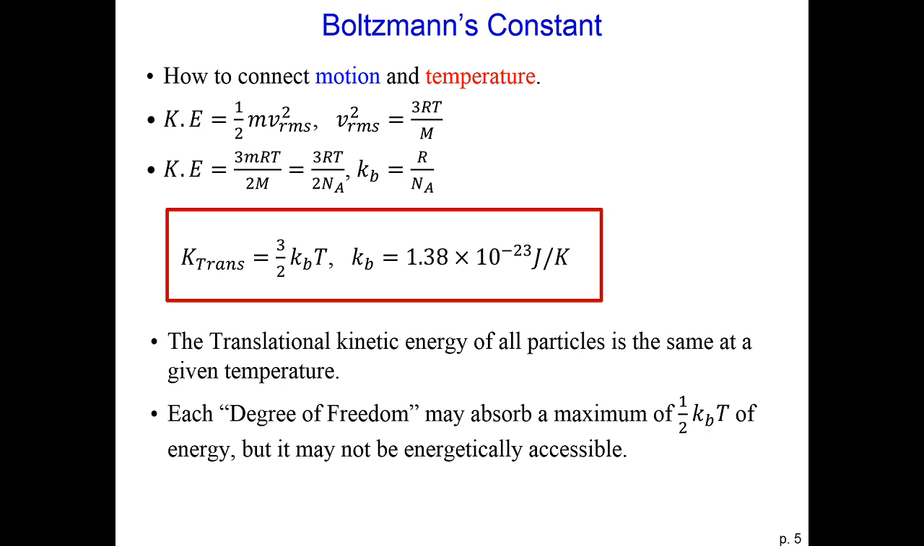Or if we want to know the kinetic energy in one direction, say x, y, or z, then the kinetic energy in one dimension, or in one direction, is 1/2 kT. And that is the microscopic connection between temperature and motion. The average energy carried by each microscopic degree of freedom is equal to 1/2 kT.